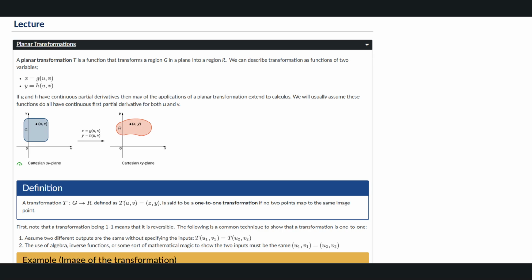We usually want the typical things. We want these functions to be continuous, and we'll need them to be partially differentiable on their domain in order for it to be nice enough for us to use.